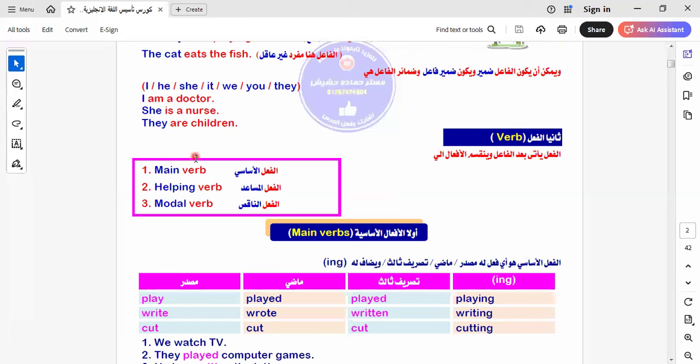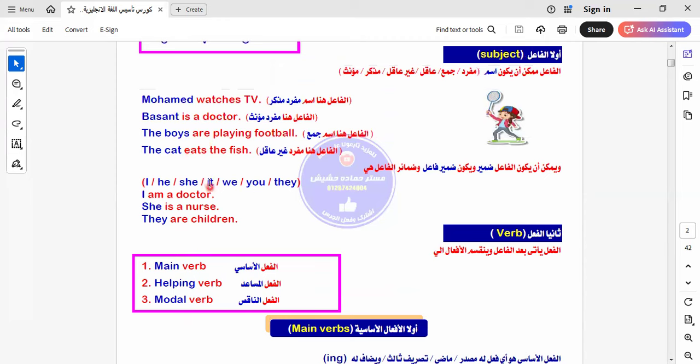Main verb means the verb that is the base of the sentence. Okay, this is called the main verb. Helping verb means when we put a verb helping to this verb. Modal verb is like what? Like will, shall, and so on. Say here, "are" is the helping verb, because in "the boys are playing" I use the present continuous tense, and we have a helping verb, are playing.